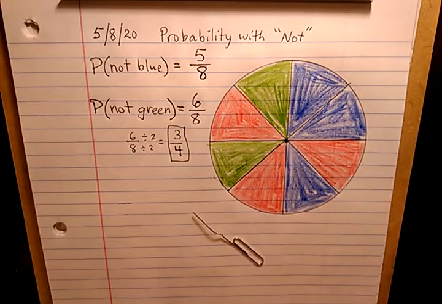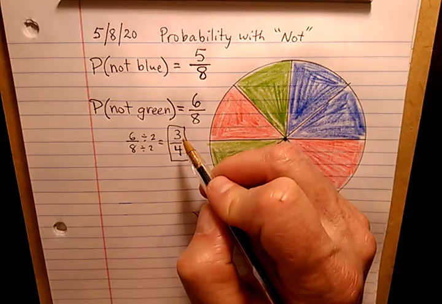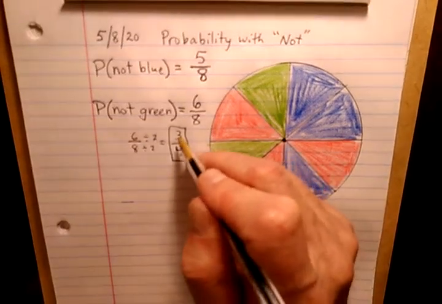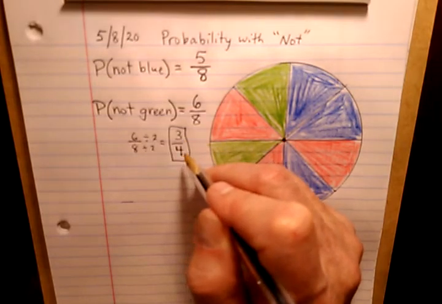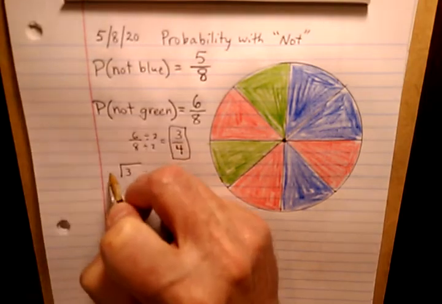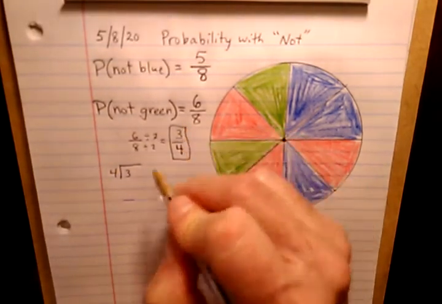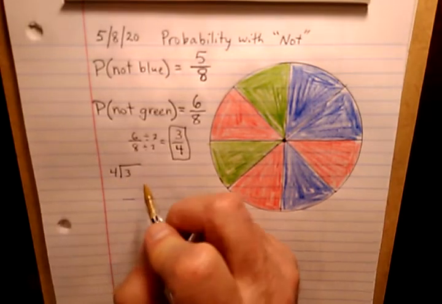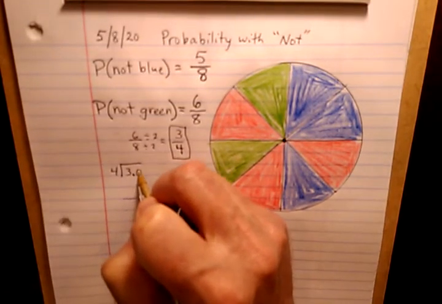Remember we studied last time that you're going to be required sometimes to change your probability answer from a ratio to a percent. So if we wanted to say, what is the probability of not getting green as a percent, we would have to change 3/4 to a percent. Do you remember how to do that? 3 divided by 4. The number on top goes inside the box. But you might be thinking, wait, 4 doesn't go into 3. That's okay, because we can add a decimal and some zeros.